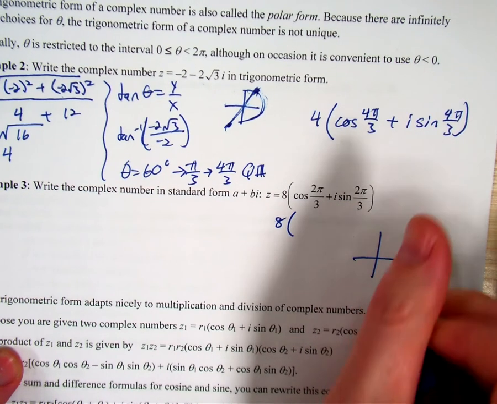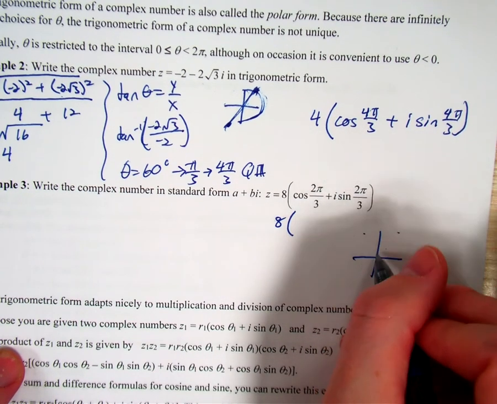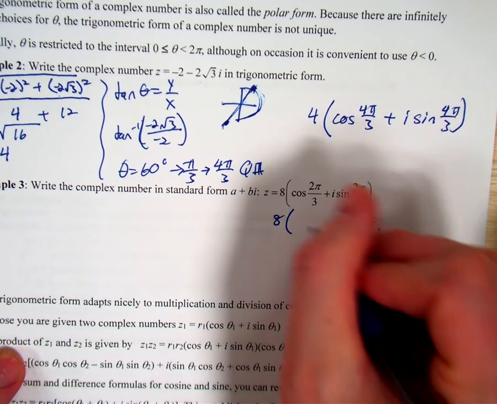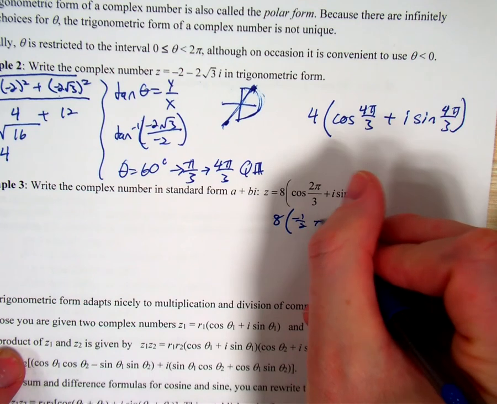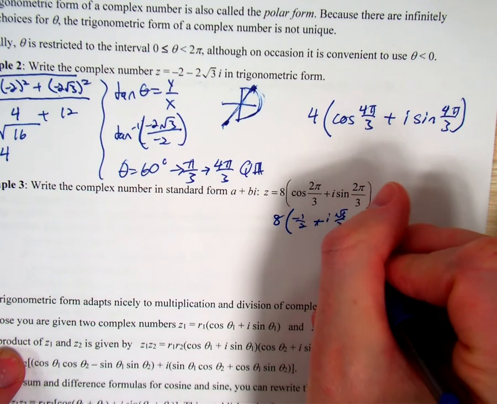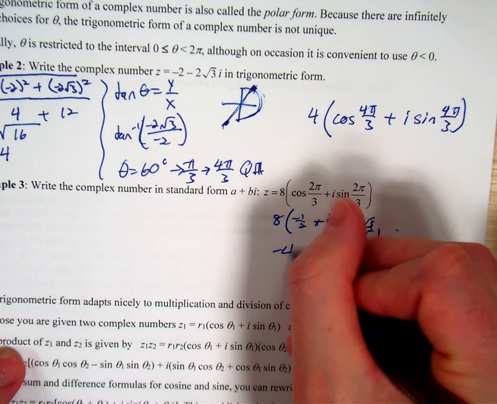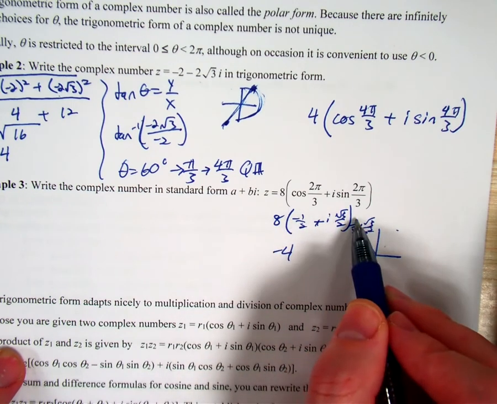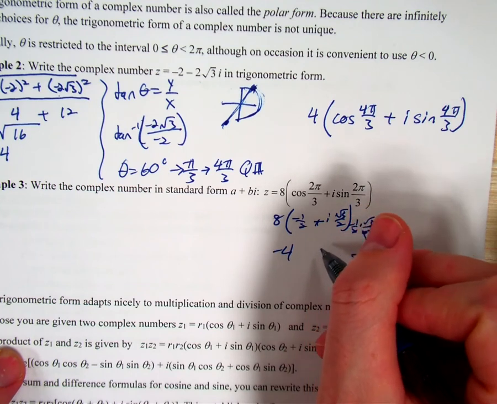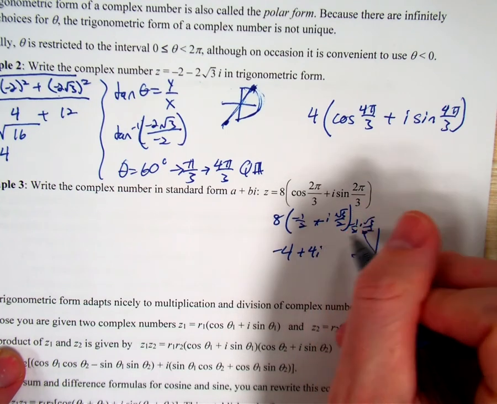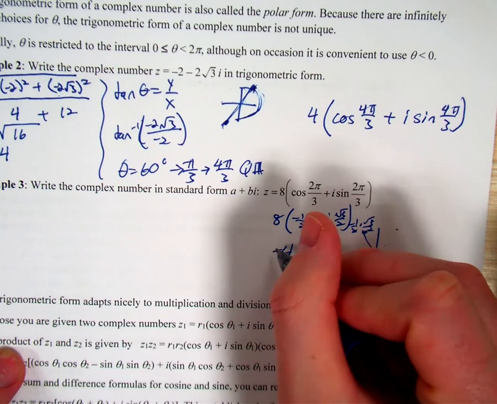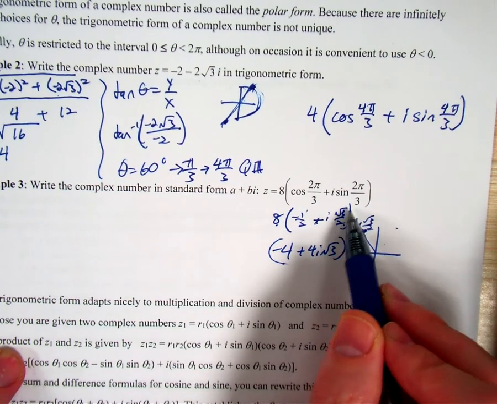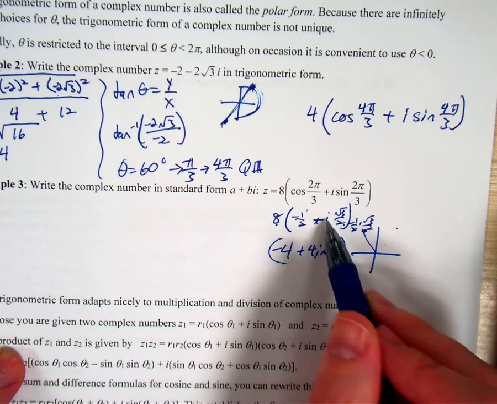You can do a quick little sketch. 1 pi over 3, 2 pi over 3. So we're going to be at negative a half comma radical 3 over 2. Okay, so we're going to have negative 4 there. 4 times radical 3 over 2. The 8 over 2 is going to be 4. So we'll have 4i radical 3. 8 times negative a half, negative 4. 8 times radical 3 over 2. Just reduce the 8 over 2 for a 4. 4i radical 3.